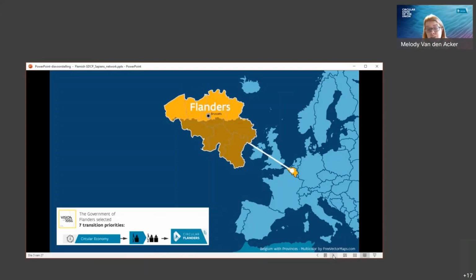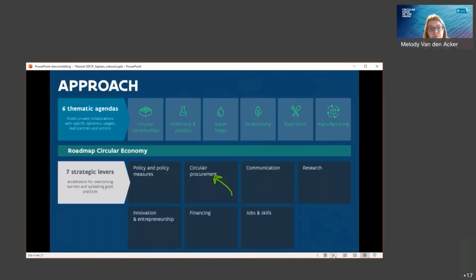And so Circular Flanders, the organization I work for, is supposed to be the hub of this circular transition within our region. And quite recently, we've adopted a new governance structure, and it's quite complicated, so I will only touch upon it briefly. But the idea is that we use 6 thematic agendas to work on. You can see them here. There are various topics that we will focus on, for instance, circular construction. And then there are also strategic levers that we use to move these agendas forward.